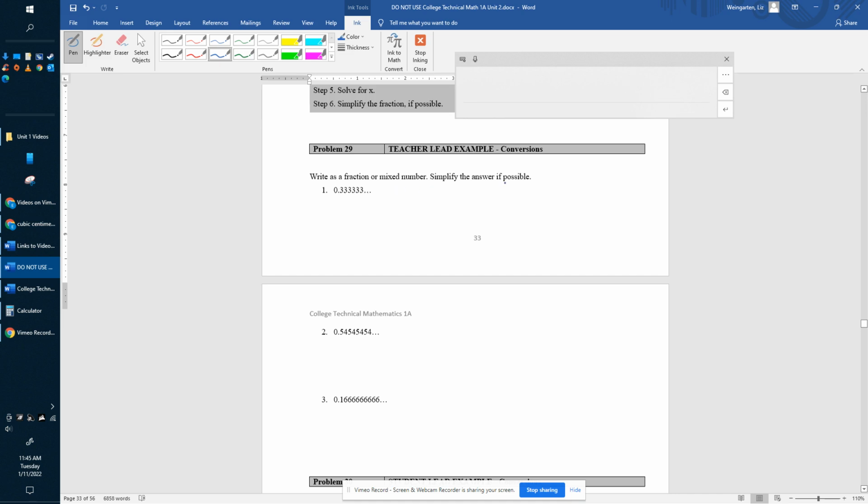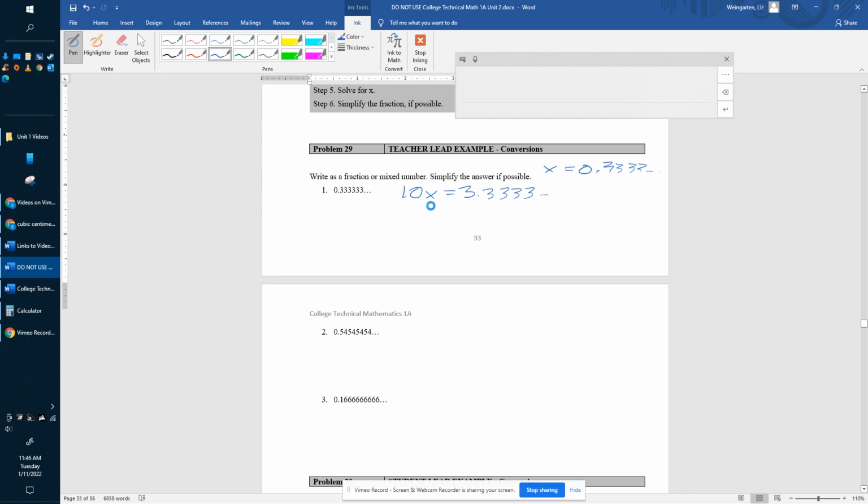0.3 repeating. So we're going to set x equal to 0.3333 repeating. 10x equals 3.3333 repeating.